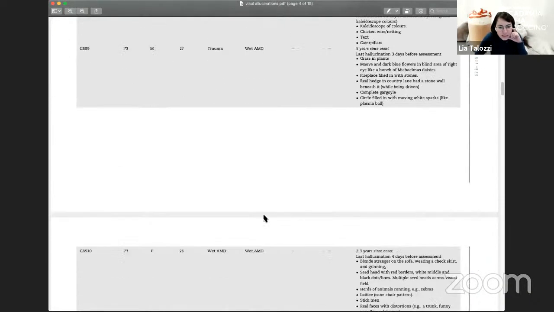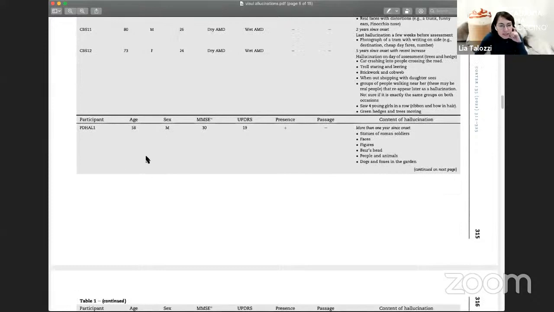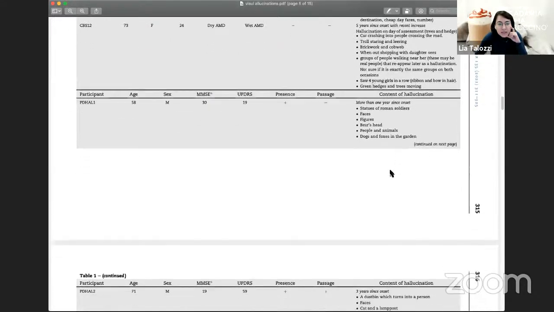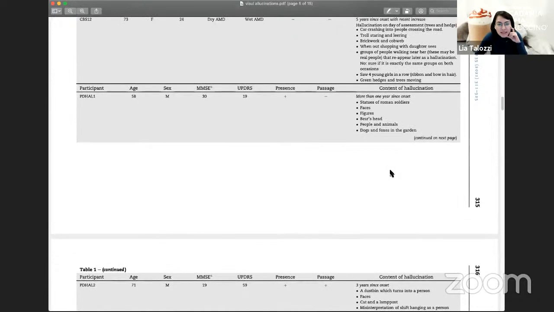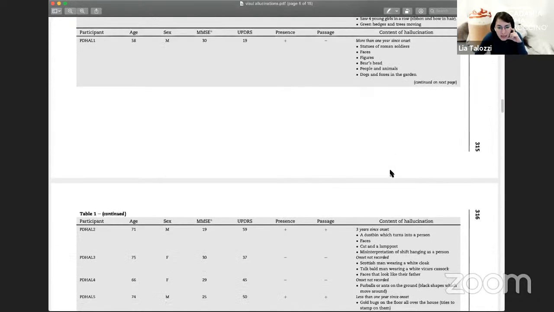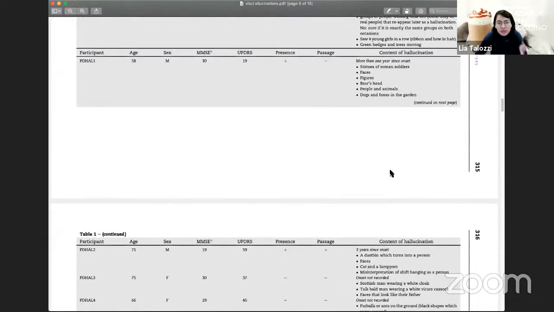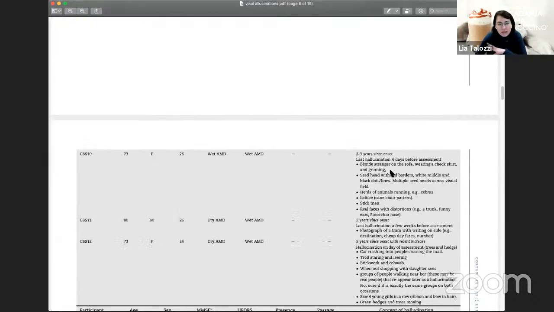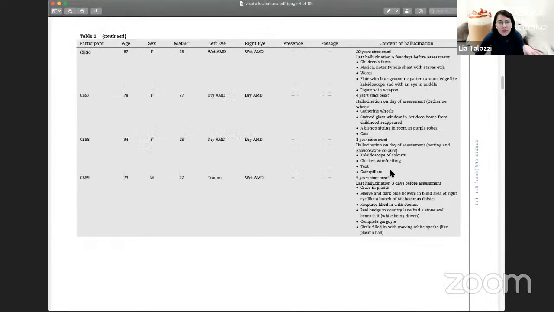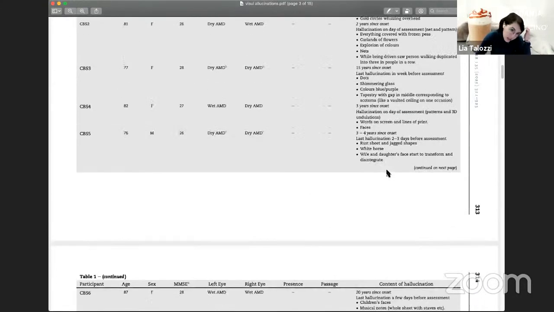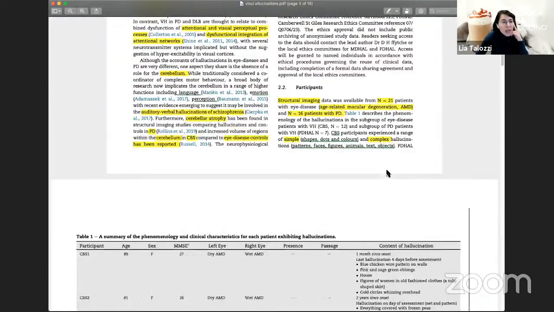These are the Charles-Bonnet ones, while in the Parkinsonian patients you can have also faces, figures, bears, heads, again people, animals, faces, cats. So both animals, people, or objects related to houses.